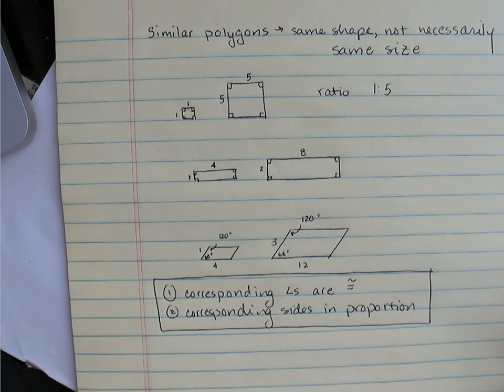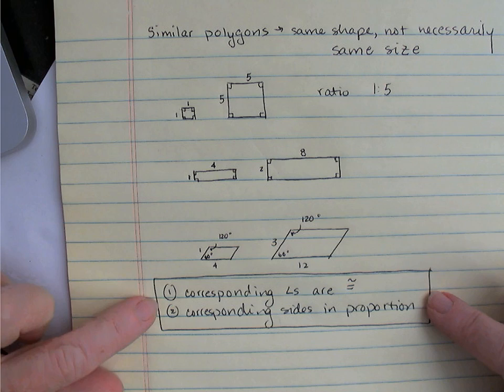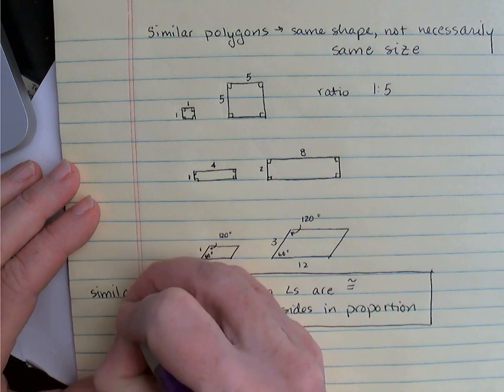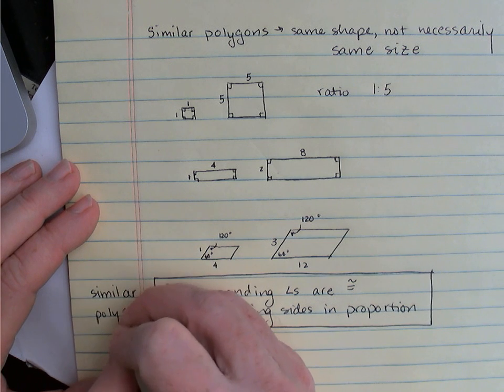And what I would do right now, if I were you, is take out that sheet of definitions and write this down. This is the definition of similar polygons. So write that down.